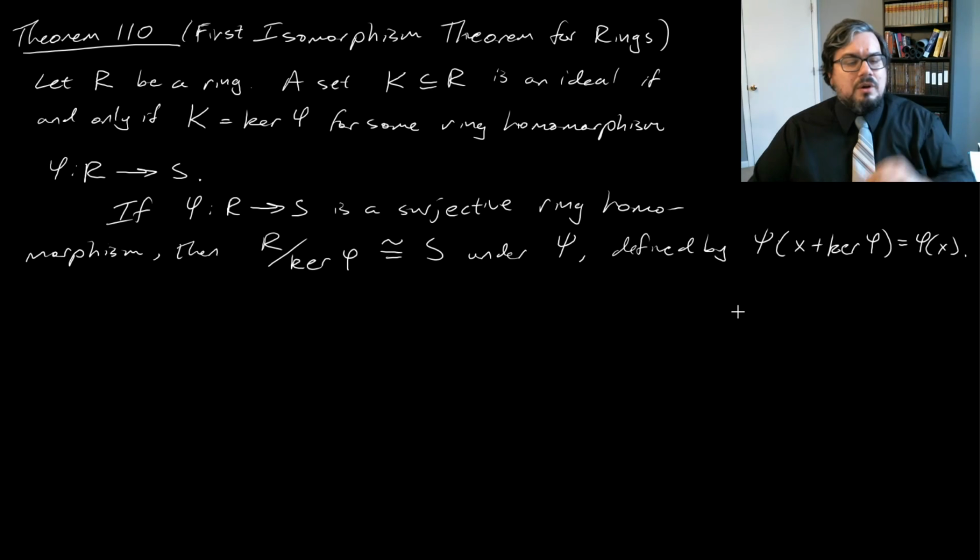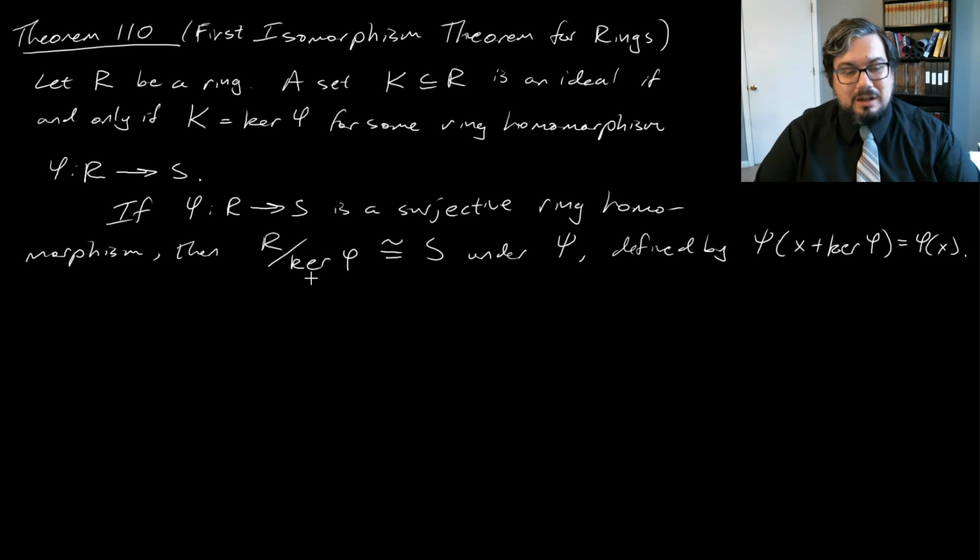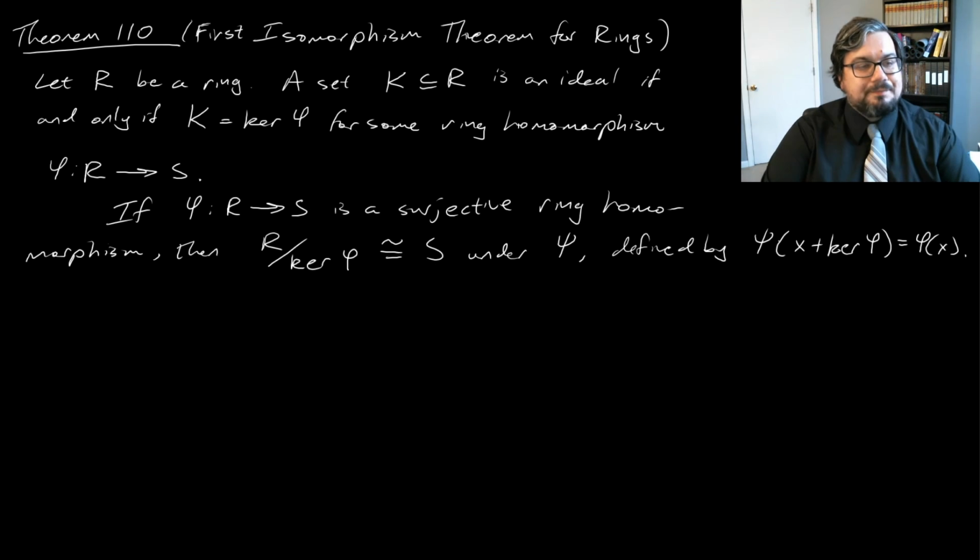All right, so this says that if we've got a surjective ring homomorphism, then we can get an isomorphism out of it. We can get the isomorphism of the domain of the homomorphism mod the kernel of that homomorphism, and that's isomorphic to S, where S is the codomain of our surjective ring homomorphism.